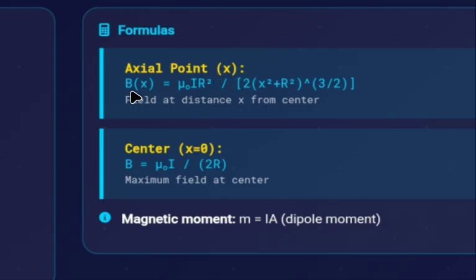Axial point, that is mu naught I R square by 2 of square root over x square plus R square whole cube. This is field at a distance x from the center. If x is equal to 0, then B is equal to mu naught I by 2R at the center. Maximum field at the center. Magnetic moment is equal to IA, M is equal to IA.